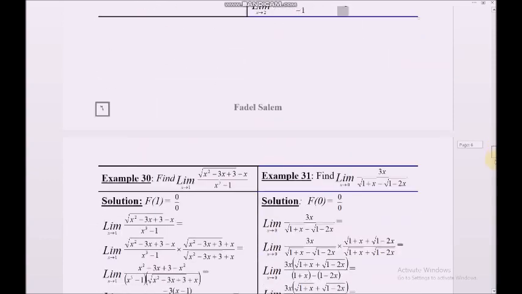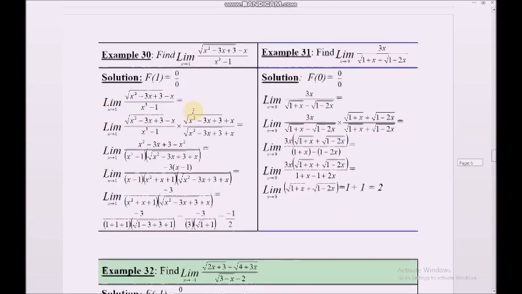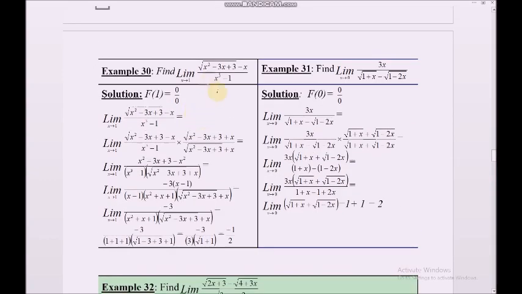Moving to next example. Next example, it's number 30. Here we have the function square root of x squared minus 3x plus 3, all under the square root, minus x outside, over x minus 1, as x tends to 1. First step I did here, direct substitution, and the final result is 0 over 0.